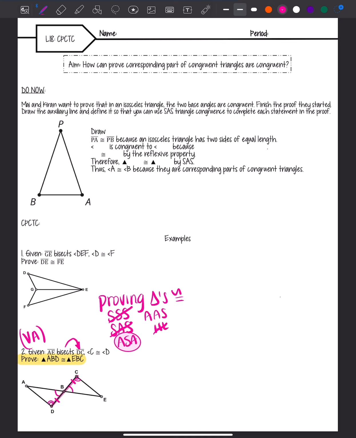You have to practice. So that's that for number 2. We were able to successfully say that triangle ABD is congruent to triangle EBC because of angle, side, angle. And stay tuned for the solutions that I'm going to post soon.